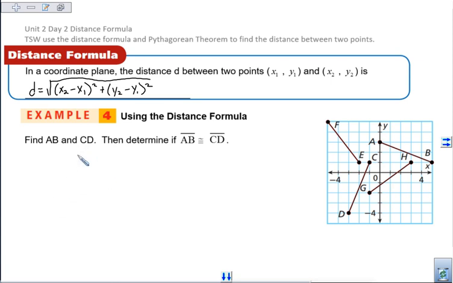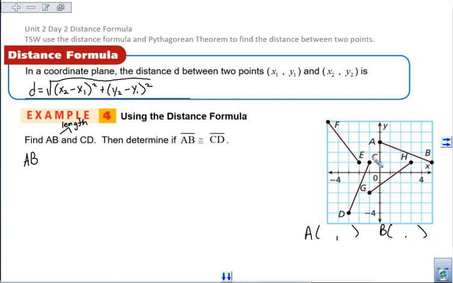Our first example, we want to find the length of AB and the length of CD. So both of these mean length because there is no segment bar over top. So the first one we need to find is the length of AB, and we need our coordinates for A and for B.